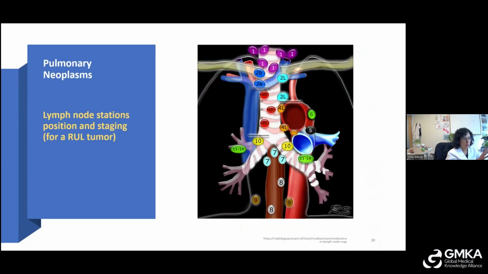So this is just to review. How many here are familiar with the mediastinal lymph node stations? I don't know how many would use this in their practice for any reason. Yeah, of course, Alexander, you've got it. Okay, is it helpful to just look at this briefly for the rest of you? Yeah, because maybe it's been some years.